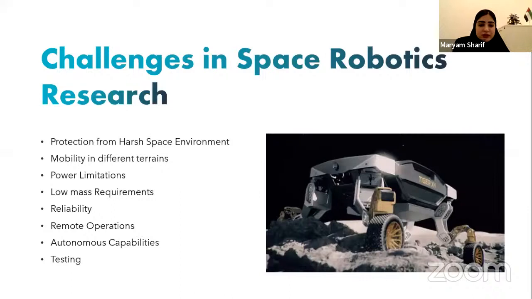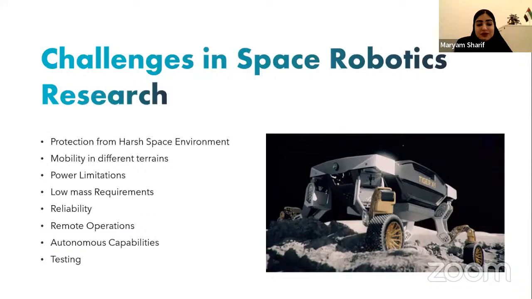So we have to go over these challenges by creating and innovating different ways to do it. Also, we have some power limitations that have to be taken under consideration, and the low mass requirements caused by launching the different spacecraft. Then there is reliability, which we have to make sure of, because once we send it to outer space, it's so hard to return it and make modifications.